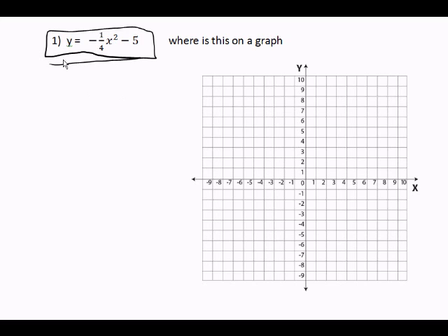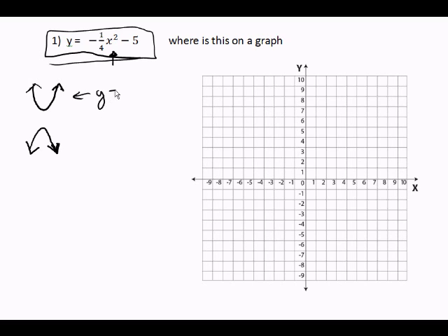Can somebody tell me what this graph looks like? y equals negative 1/4 x squared minus 5. Does anybody know what this... Well, no, this is an x squared. Anybody got the shape? An x squared is a U-shaped graph, so it's a parabola. It's going to be either like this or like this. So if you have a graph with an x squared, it's going to be a parabola, a U-shape, or an upside down U-shape.